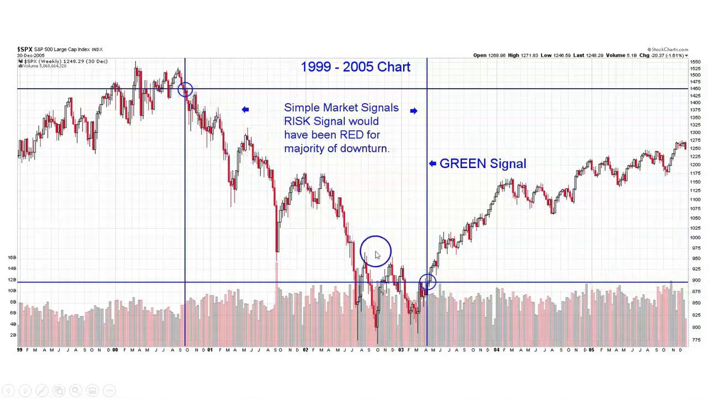So think about that. Any of you that lived through this, any of you that were invested in the stock market during this period of time, as I was, right? I was working for Oppenheimer Funds, the mutual fund company, during this time.